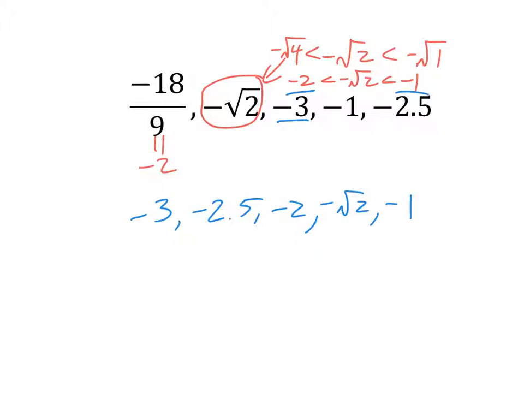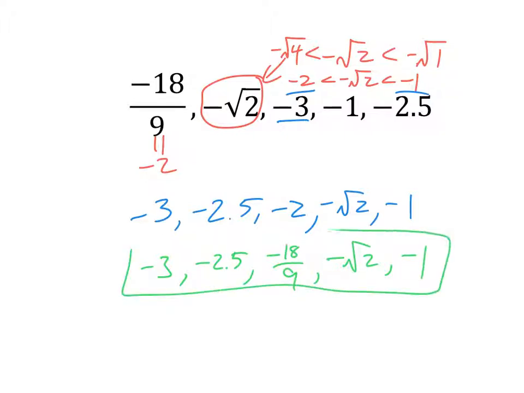So final step here, just rewrite them back in the forms that they were given to us. So we have negative 3, negative 2.5, negative 18 over 9, negative square root of 2, and negative 1. Okay, and that's our final ordering.